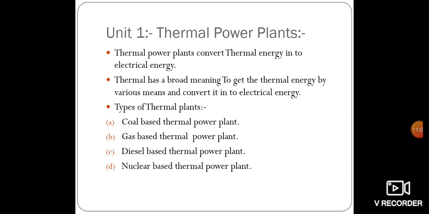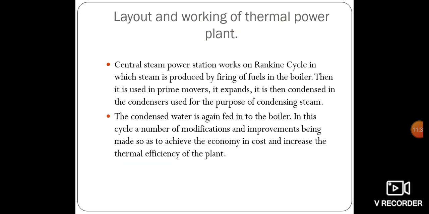In all the four cases, the thermal energy is used to generate steam, and that steam is injected or impinged on the turbines, and that turbine rotates and converts it into mechanical energy, and that turbine is in turn coupled with the shaft of the alternator, which rotates the alternator. Means mechanical energy is converted into electrical energy, and we get the electrical energy from the thermal power plants. Layout and working of thermal power plant.